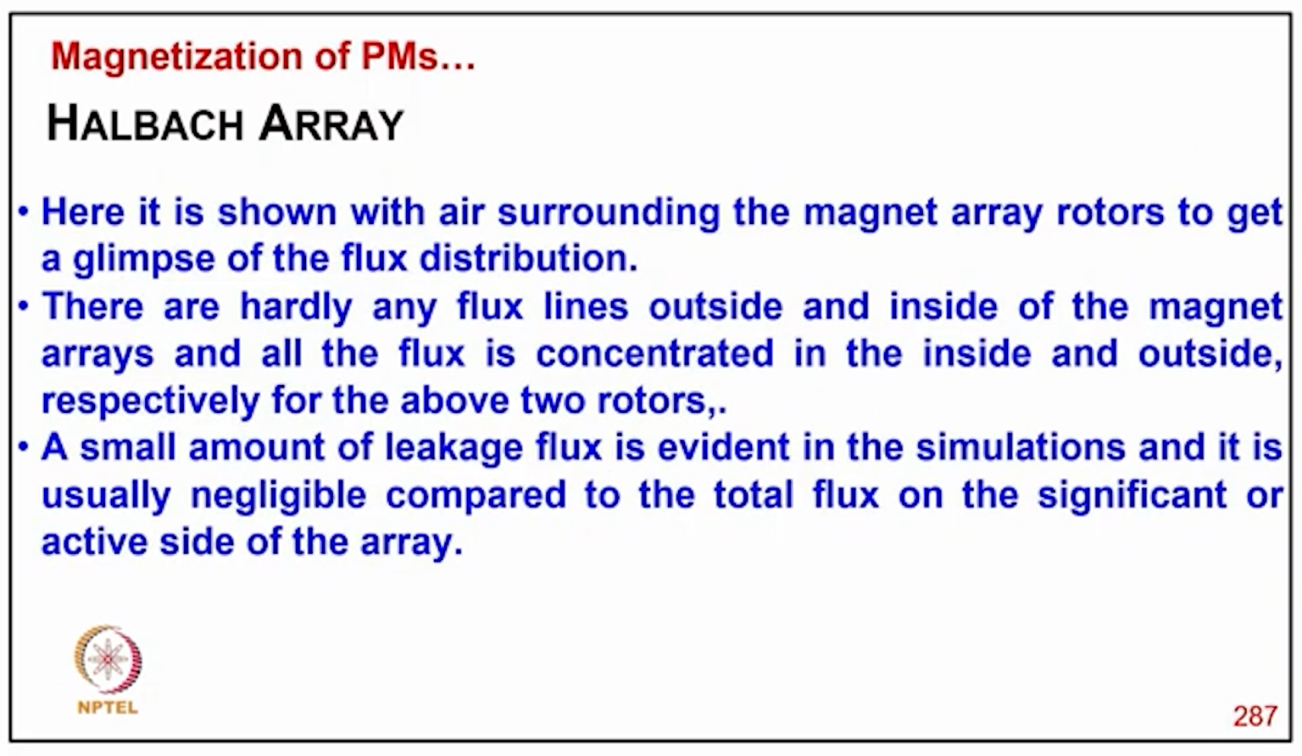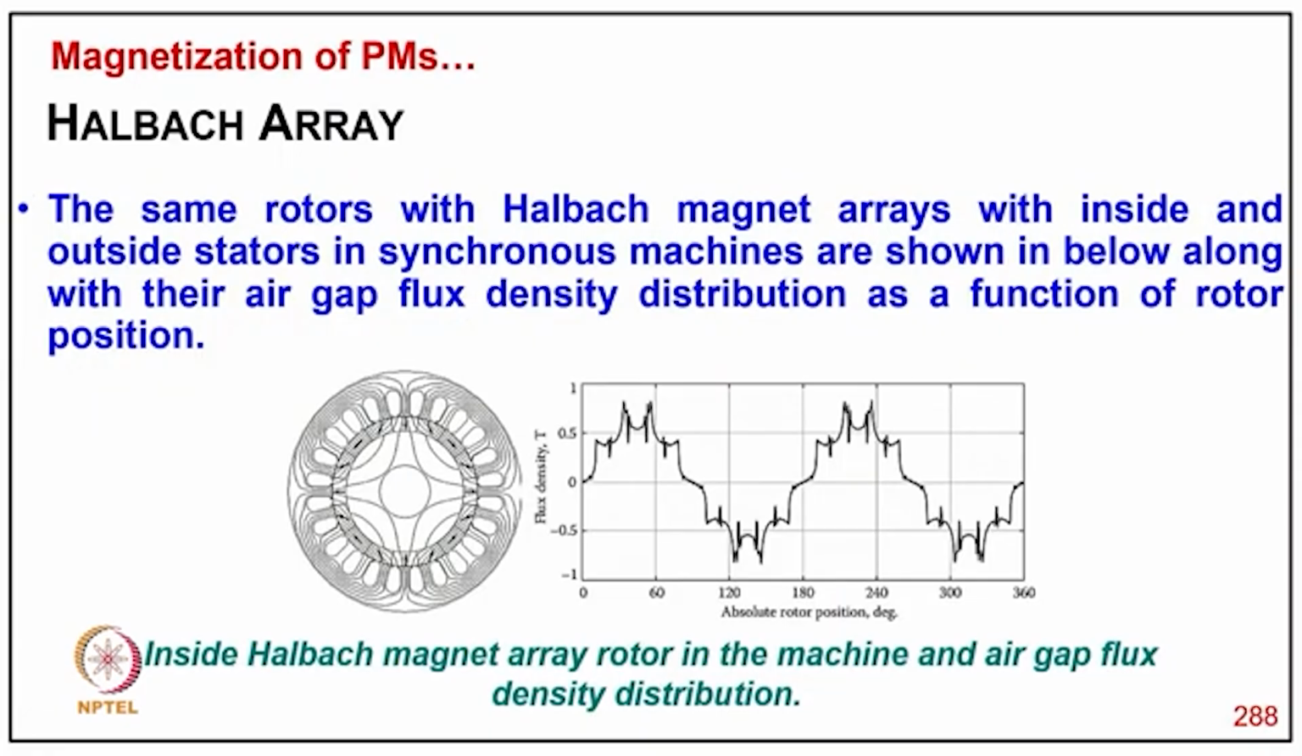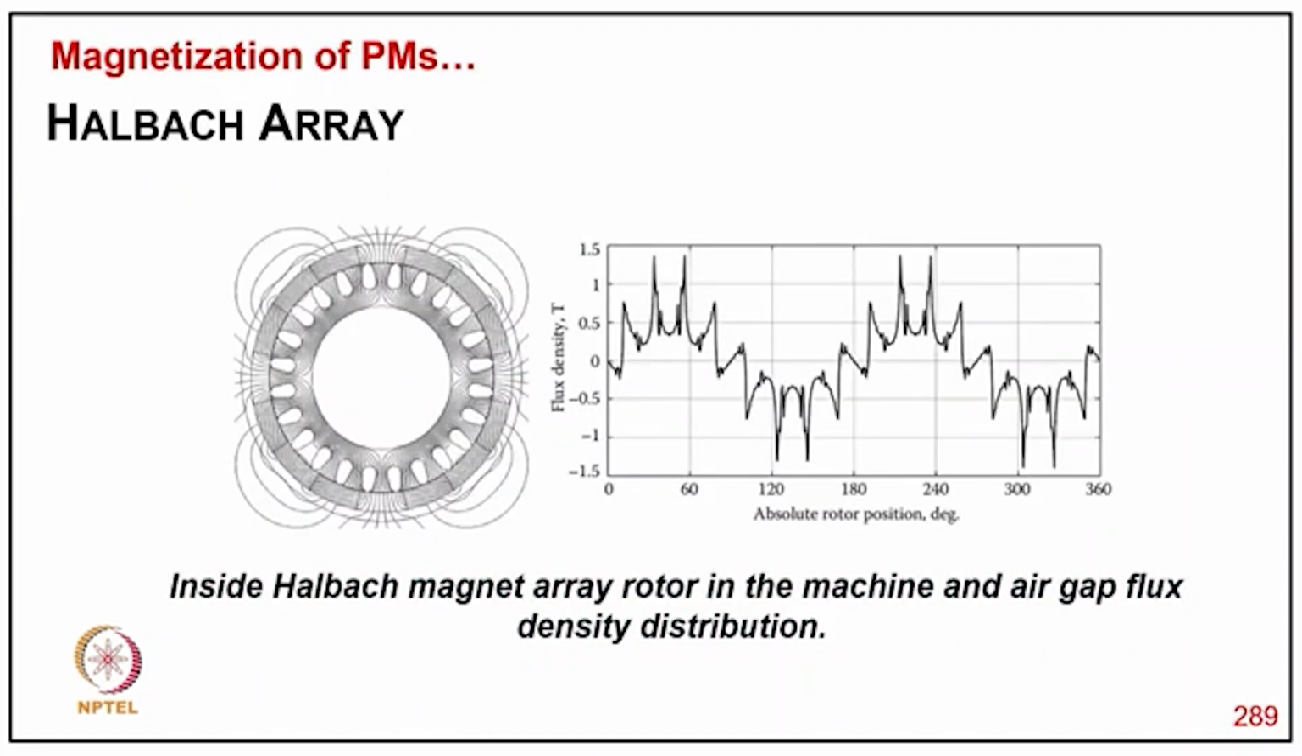And this is typically the same rotor with Halbach magnet array, inside and outside the stator of a synchronous machine, shown below here with the air gap flux density distribution as a function of rotor position. And this is the inside Halbach magnet array rotor in the machine and its air gap flux density distribution.